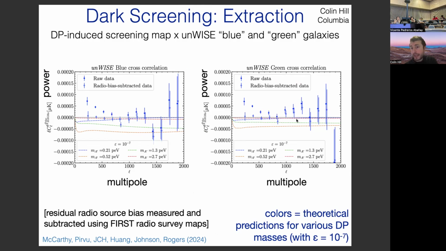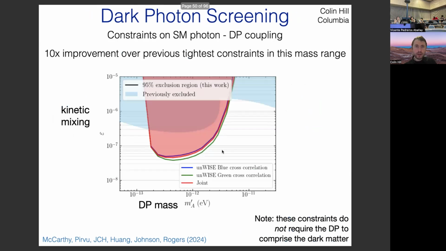And from the null detection, we can then convert that into a constraint on the strength of the coupling for various values of the dark photon mass. So here's the final punchline result. These are upper limits now on this kinetic mixing or coupling parameter as a function of dark photon mass. And you'll see that it's the mass range that I told you about earlier, from roughly 10 to the minus 13 to 10 to the minus 11 electron volts.